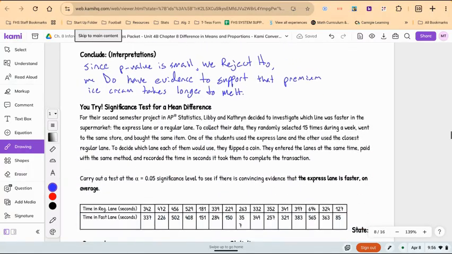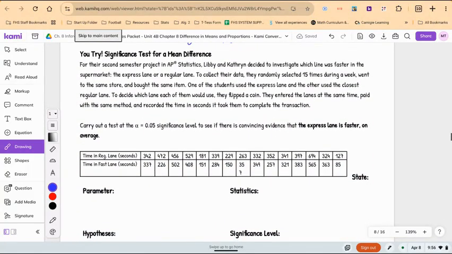Okay, and then let's do this next one. Okay, this one is going to be a little different because we're given the data. Okay, and I'll show you how to do that on our calculator. So it says for their second semester project in AP Stats, Libby and Catherine decide to investigate which line was faster in the supermarket, the express lane or a regular lane. To collect their data, they randomly selected 15 times during a week, went to the same store and bought the same item. One of the students used the express lane and the other used the closest regular lane. To decide which lane each of them would use, they flipped a coin.